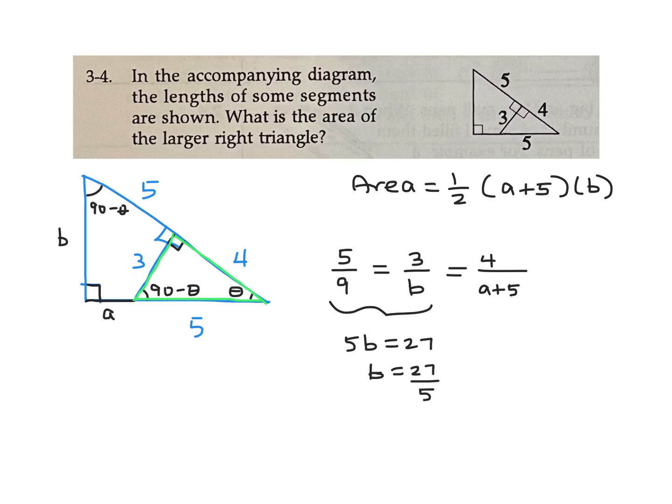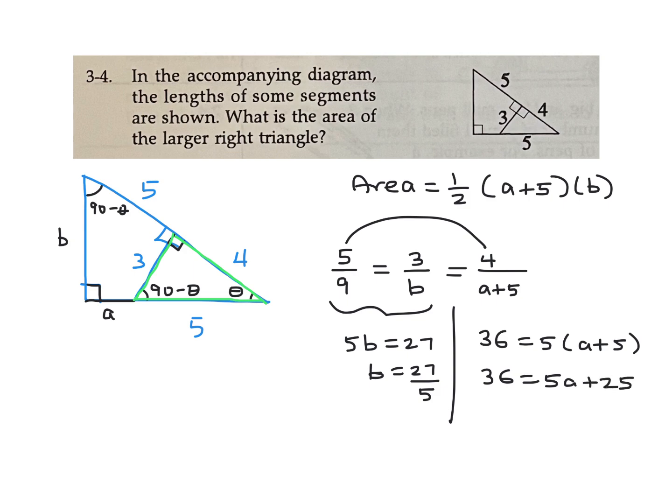And then, what else would I use? From these two, if I cross multiply, 36 is equal to 5 times (a plus 5). And therefore, 36 is equal to 5a plus 25. And therefore, 11 is equal to 5a. And therefore, a is equal to 11 over 5. Okay, great. So we got everything we need to solve there.